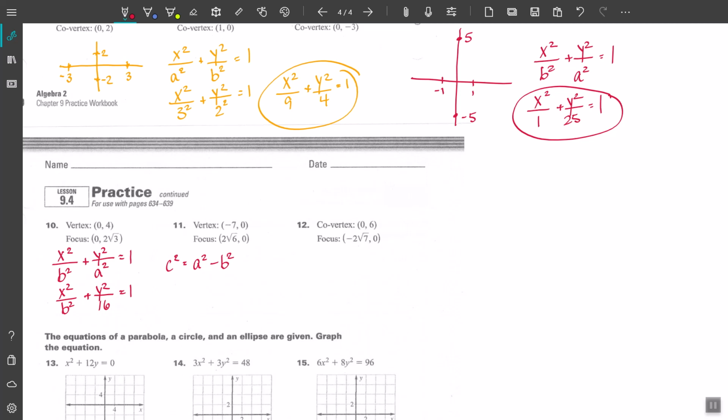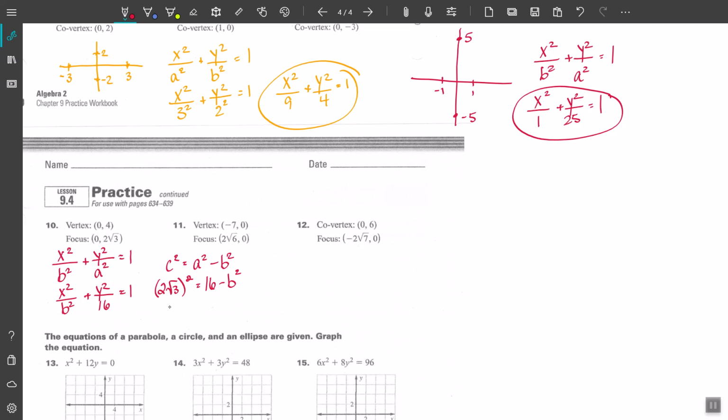So they gave me my focus. That means they gave me my c. So if I take the c value and I square it, I have my a squared. My a squared is 16, so I can go ahead and write that in. What I don't have is the b. And so this is what I'm going to be solving for. I'm going to be solving for my co-vertex coordinate right here.